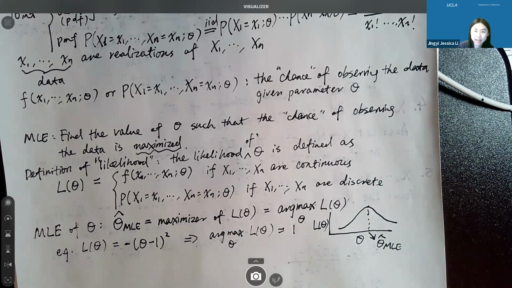There's a chat, let me see. Yep, optimization, take the derivative.